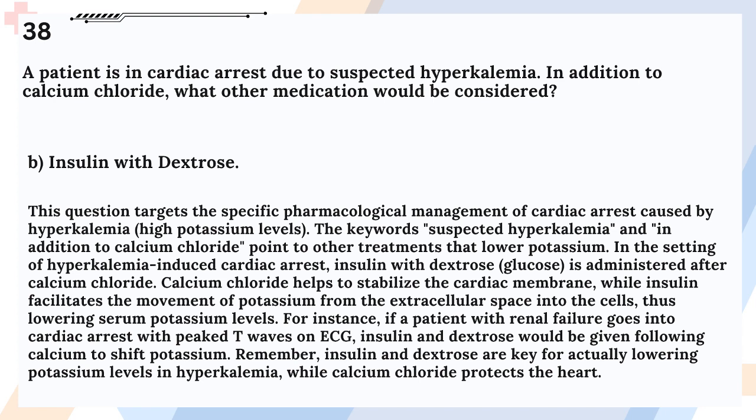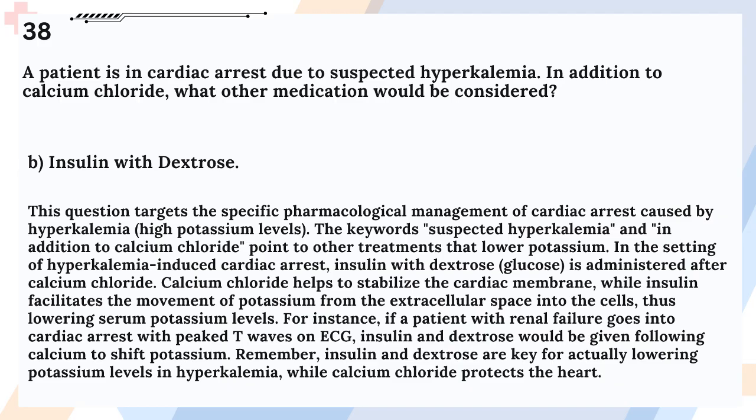Answer: B. Insulin with dextrose. This question targets the specific pharmacological management of cardiac arrest caused by hyperkalemia, high potassium levels. The keywords suspected hyperkalemia and in addition to calcium chloride point to other treatments that lower potassium. In the setting of hyperkalemia-induced cardiac arrest, insulin with dextrose, glucose, is administered after calcium chloride. Calcium chloride helps to stabilize the cardiac membrane, while insulin facilitates the movement of potassium from the extracellular space into the cells, thus lowering serum potassium levels.